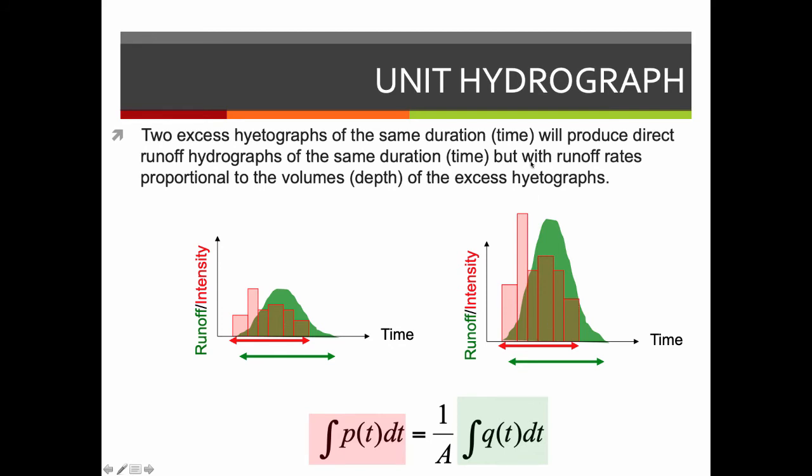So everything is stretched in the vertical. And the key thing is that the integral of the precipitation signal multiplied by the watershed area, so that's the volume in, equals the volume out. This lowercase q is in units of watershed depth.